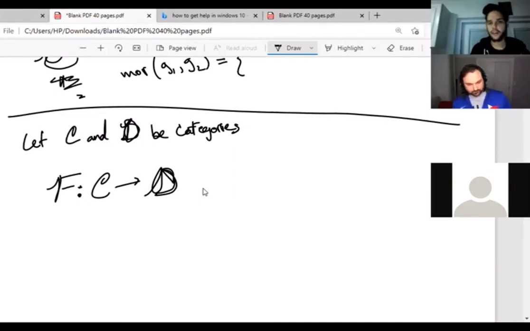So a functor between two categories. So guess what? That means that this F, for every object in C. Well, what does this mean? A functor. So this is called a functor.